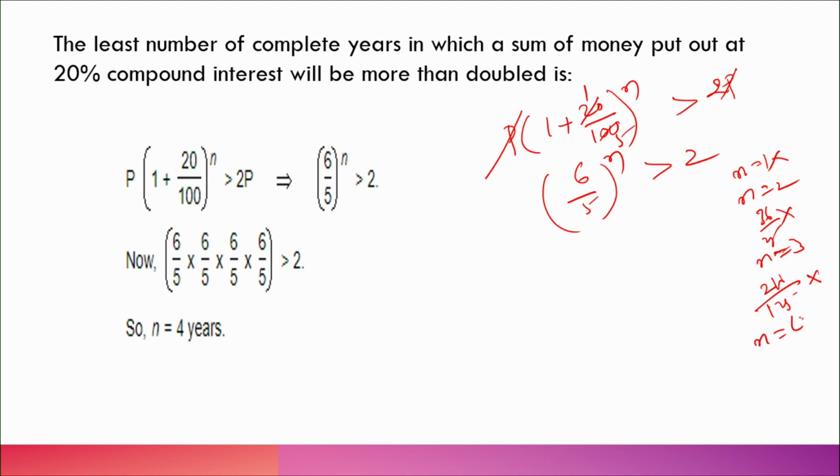Now, we go for n equal to 4, that means 6 times 6 times 6 times 6. 6 times 6 is 36. 36 times 6 is 216, and 216 times 6 is 1296. How much did you get? 1296.